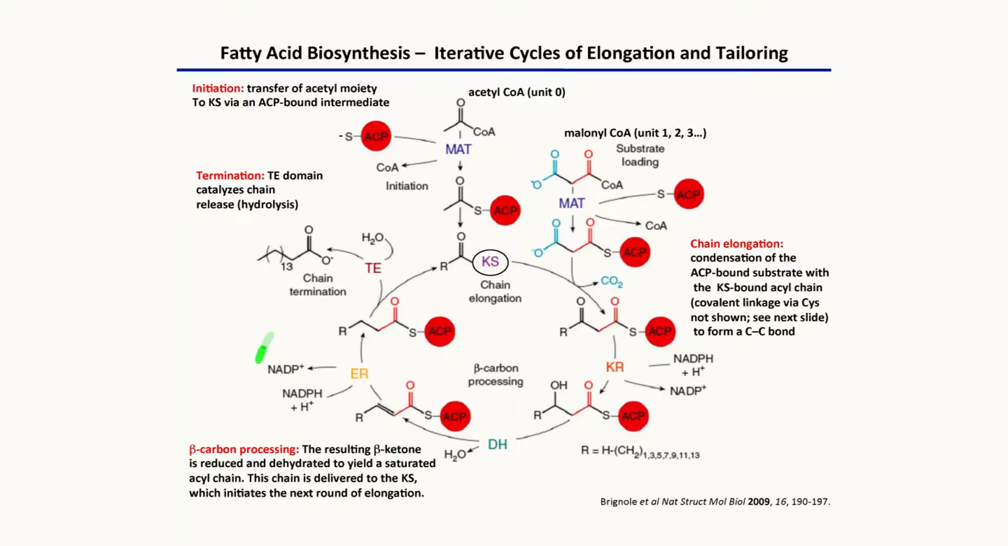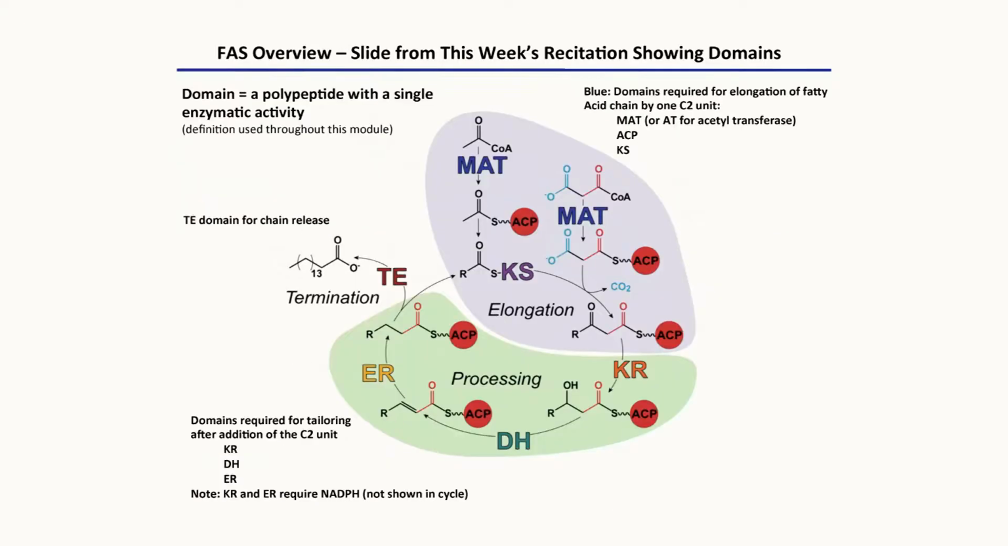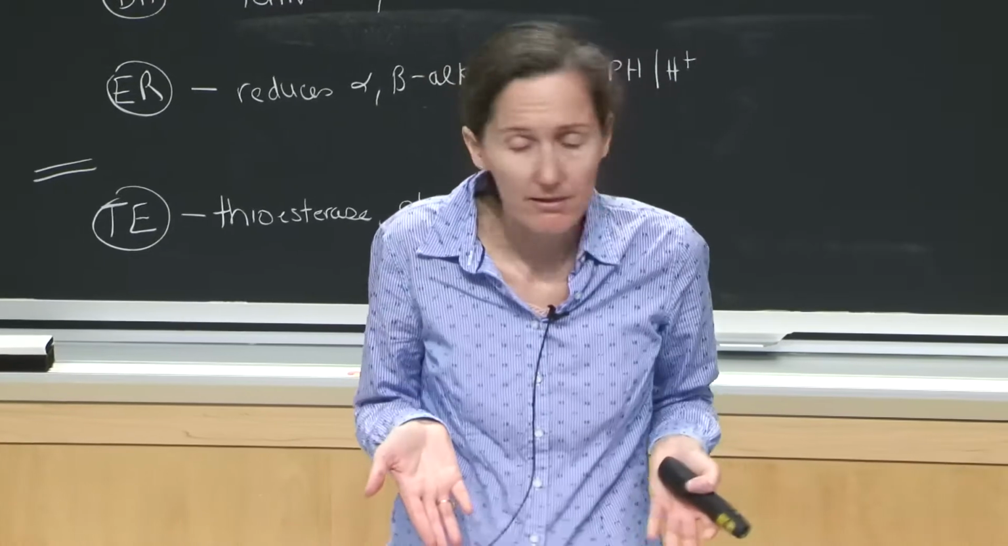And so this cycle can repeat itself until at some point there's a termination event, and in this case we see a thioesterase catalyzing a hydrolytic release of the fatty acid chain. This is the depiction you'll see in recitation today or saw before, and what I like about this depiction is that you see color coding separating the elongation and the domains involved in elongation, from the processing of the beta ketone, and then termination. Okay, so we get some fatty acid from this.